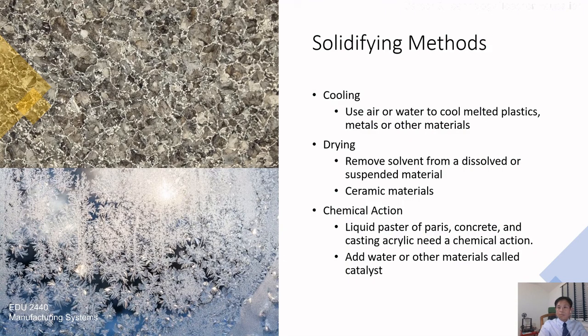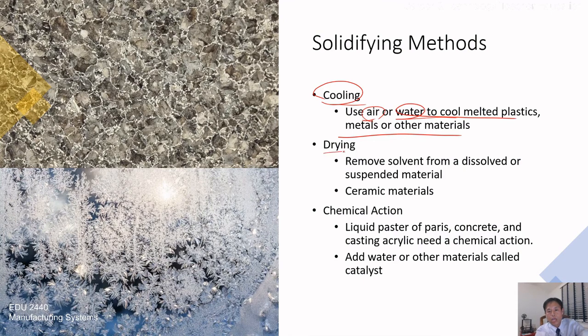And there are certain methods for solidifying metal, plastic, or ceramic. The first method is cooling. We use air or water to cool down. That is a rapid cooling method. If you use water, that's rapid, while air is a moderate rate of cooling.